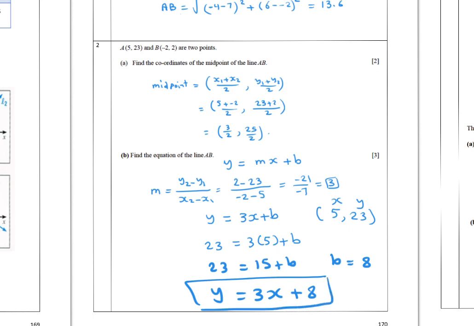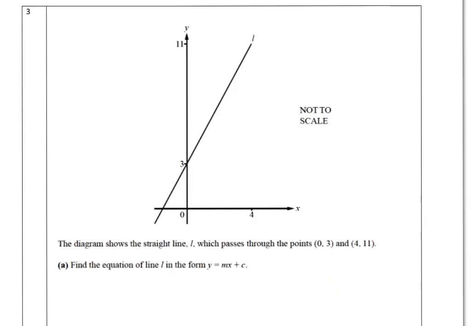Yes, sir. Next one, read number 3, Afifa. The diagram shows a straight line L which passes through the points 0, 3 and 4, 11. Find the equation of line L in the form y equals mx plus c. I need the equation for that line. We have 2 points, and this is the general form for the equation. So how to find the equation for the line? Find the gradient.